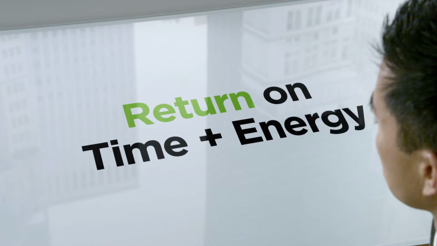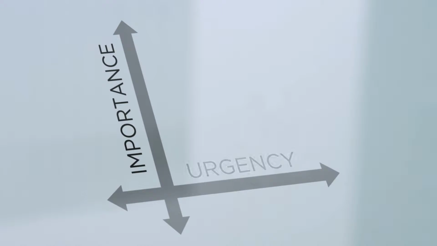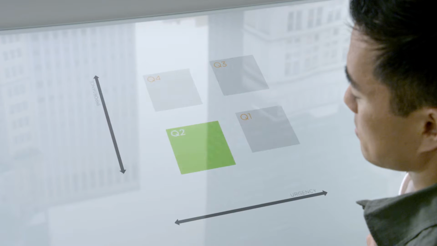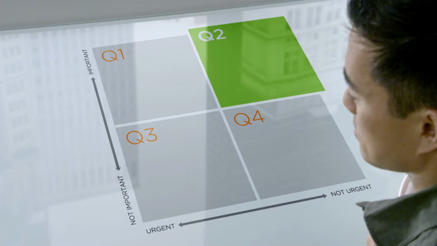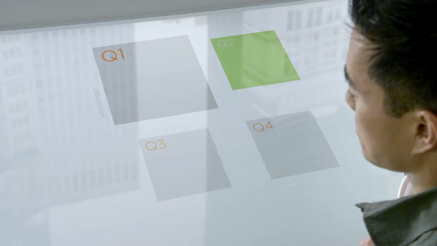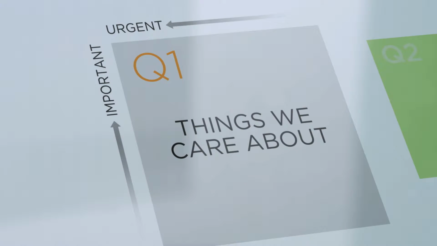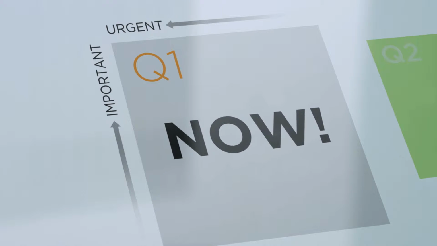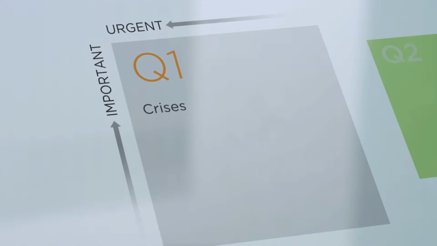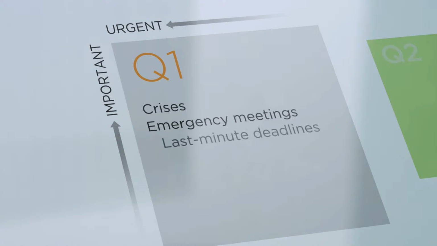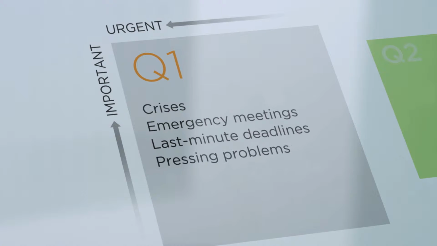The matrix has two axes. The vertical one is importance, the horizontal one is urgency. Together, they form 4 quadrants. Quadrant 1 is for things that are both important and urgent. They are things we care about and that must be done now. This is where we find crises, emergency meetings, last-minute deadlines, pressing problems, and unforeseen events. We call this the quadrant of necessity.